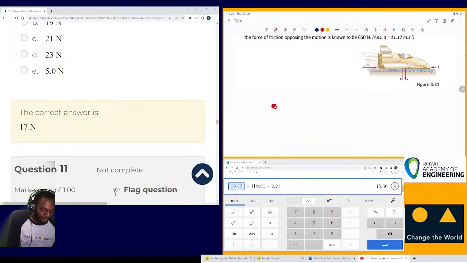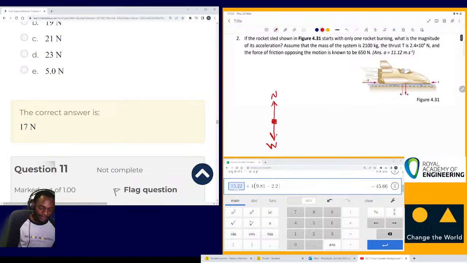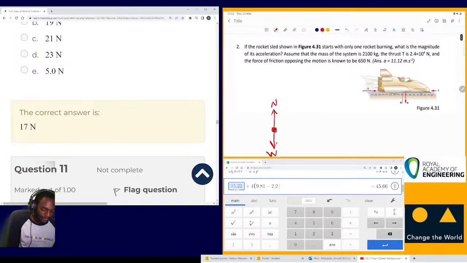So putting your free body there, we have to identify the forces acting. We've got the normal force, we have got the weight. What else do we have? We have got the frictional force, we have got the thrust going in this direction, right? So what is the question saying? What is the magnitude of the acceleration?